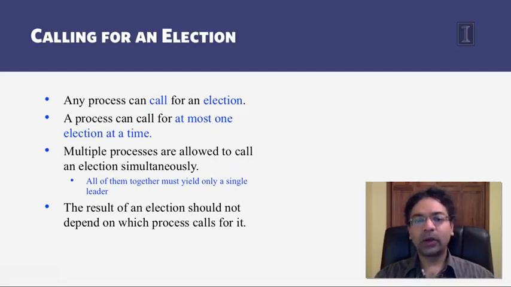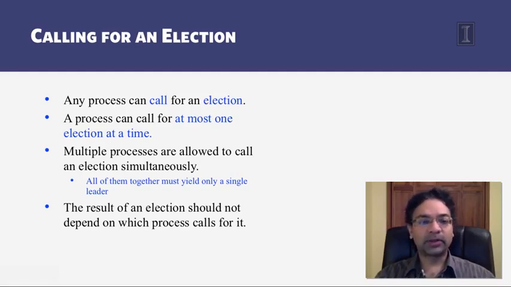Why is this? Well, first of all, any process in the system may detect the failure of the leader, for instance, via the failure detector. Most failure detectors allow any process in the system to detect the failure, for instance, heartbeat-based failure detectors or gossip-style failure detectors. When a process detects that the leader has failed, it can initiate an election, which essentially means it calls for an election. A process can call for at most one election at a time. We don't want multiple elections running simultaneously.